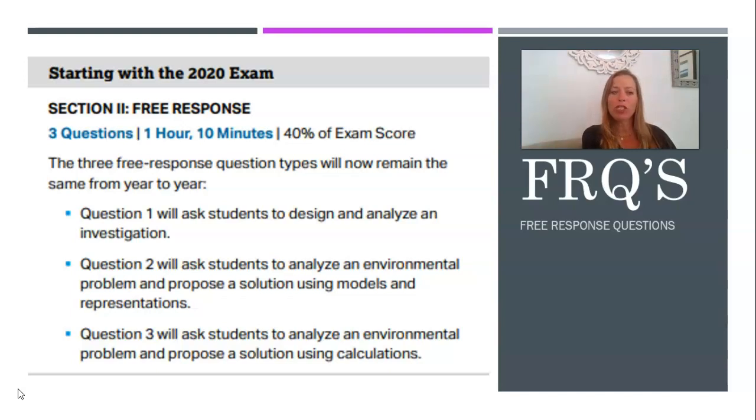The first type of question will ask students to design and analyze an investigation. The second type of question will ask you to analyze an environmental problem and then propose a solution, either using models or some sort of other representation. The third question will ask you to analyze an environmental problem and propose a solution using calculations. We'll be practicing some calculations coming up, and we'll be talking about how to answer each one of those types of problems.